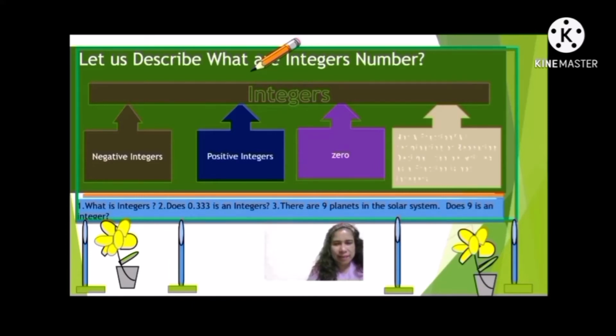Okay, time's up. So let us answer. What is an integer? Integers are negative integers, positive integers, zero, not a fraction. All terminating or repeating decimals that can be written as fractions are not integers. Is 0.333 an integer? The answer is no, because according to the rule, a repeating decimal can be expressed as a fraction, so it is not an integer. The 9 planets is an integer. Do you understand about integers?